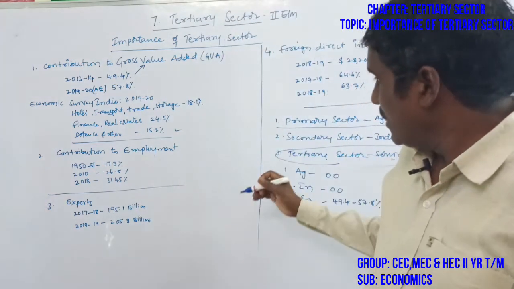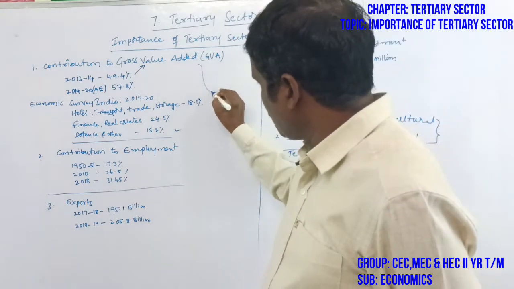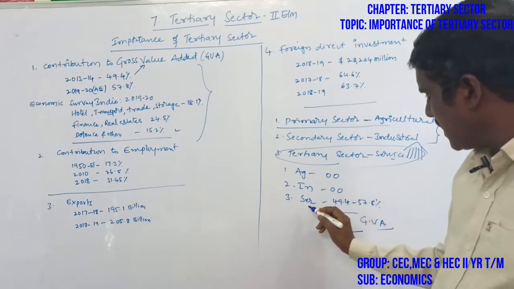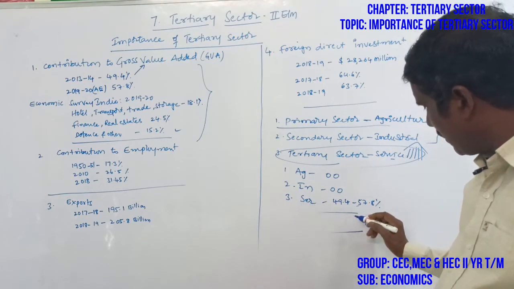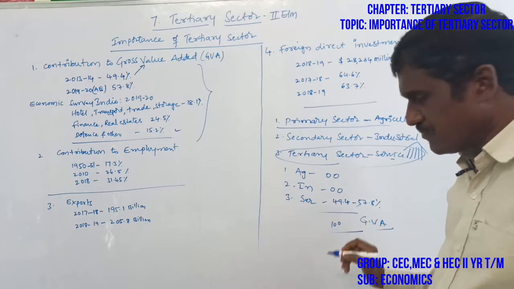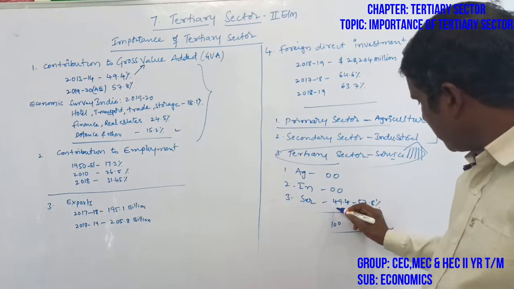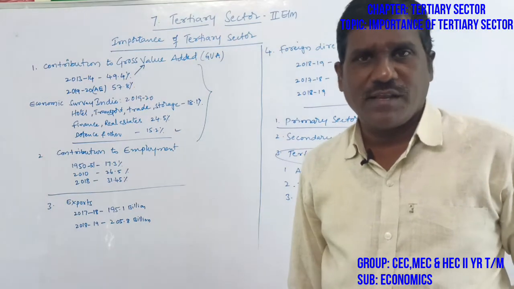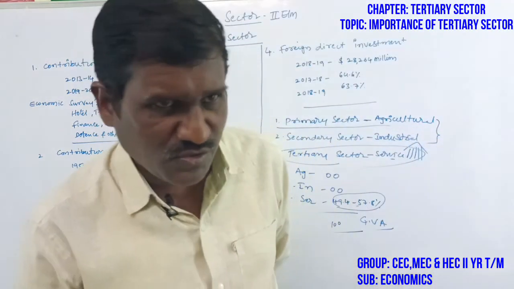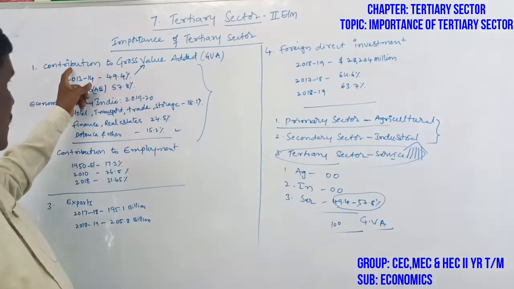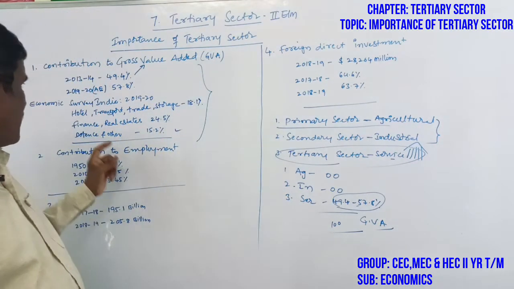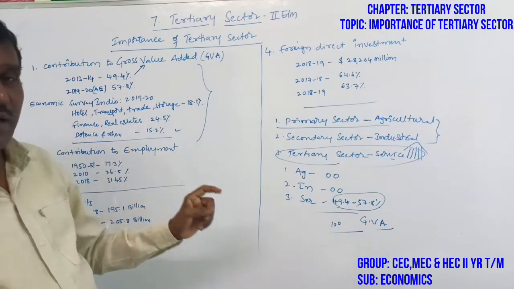Okay, so this is the contribution to GVA, gross value added, meaning this much comes from the service sector. Suppose the total is 100, for example, this much percentage comes from one sector alone. Okay? So this is the first point which we analyzed, the contribution to gross value added. First one. Second one, contribution to employment.